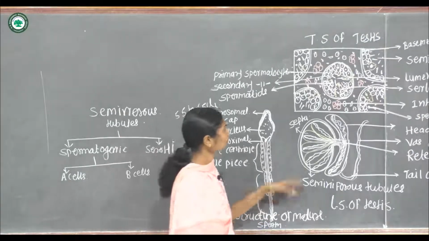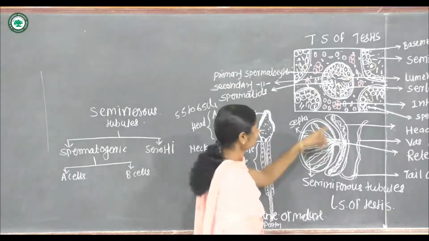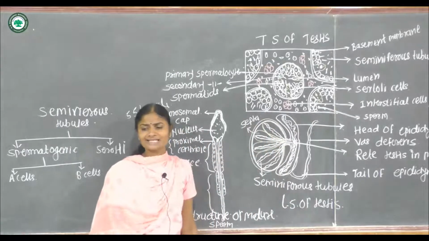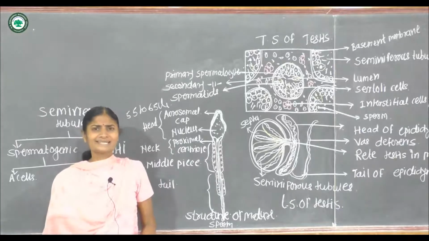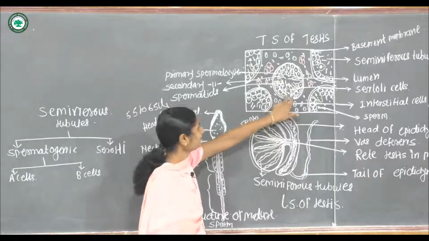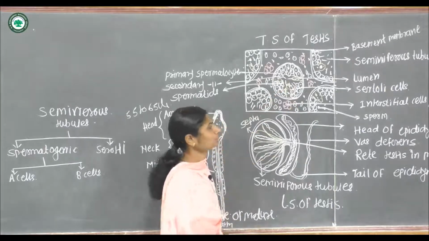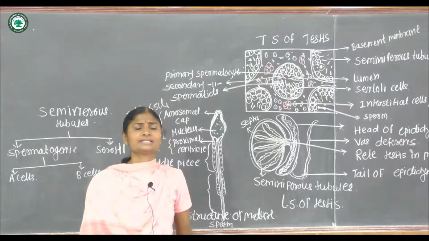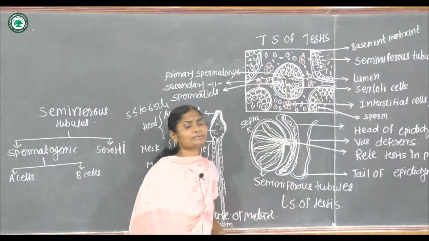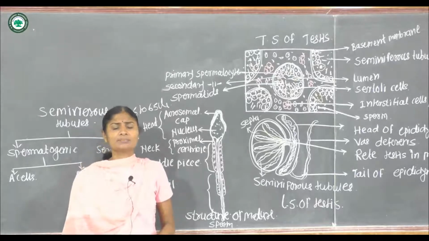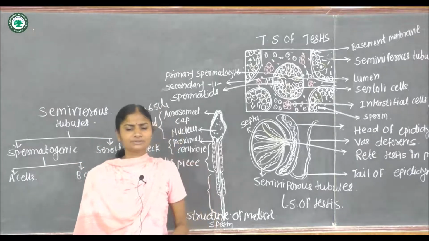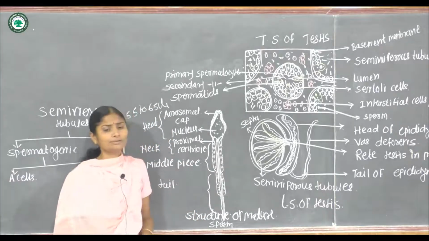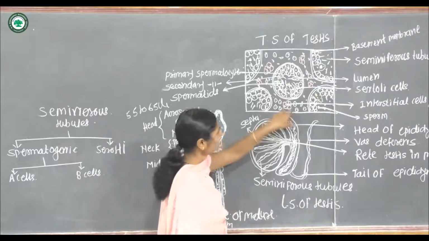The next cells are Sertoli cells. We can observe these Sertoli cells in the diagram, yellowish in color. They are also called supportive cells. These are tall, irregular, columnar cells which extend from the basal lamina towards the lumen. Sertoli cells are also called nurse cells because they provide nourishment to the developing sperm. These cells give mechanical support and protection to the developing germ cells, and they also release mature sperm into the lumen.